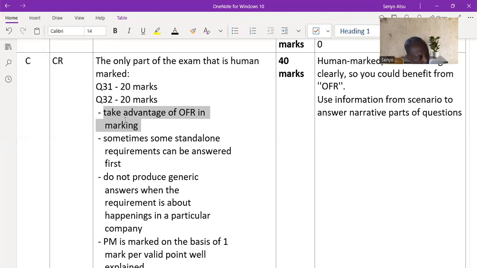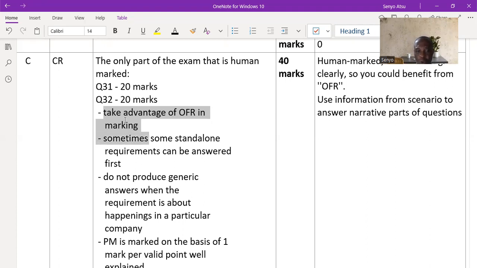But if you come down to the narratives, you will score 0 for everything you say, because your calculation is wrong, and you are saying everything that is at variance to what the marking scheme says. So take advantage of the own figure rule in marking. Whether you are doing calculation in Word or in spreadsheet, show your calculations.